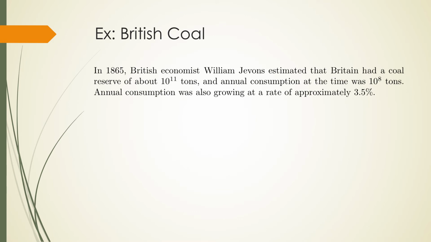Let's look at the example of coal in Britain. The Industrial Revolution of the 19th century was largely fueled by coal-powered steam engines. Britain had an abundance of coal, which allowed it to take a leading role in the new economy. But of course, coal is a finite resource. In 1865, the British economist William Jevons tried to calculate the reserve index for British coal. He estimated reserves at 10 to the 11th tons, meaning that R is equal to 10 to the 11th, and current consumption at 10 to the 8th tons.